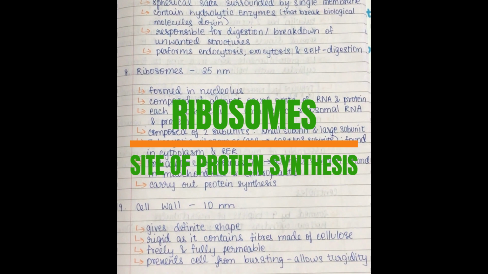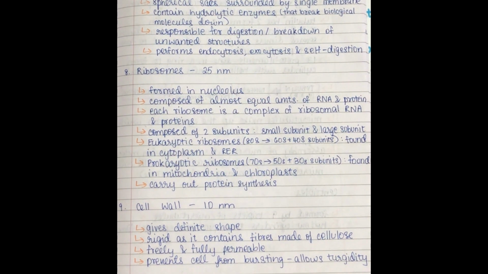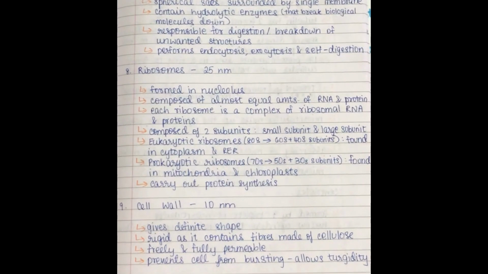Ribosomes are formed in the nucleolus, and they are composed of almost equal amounts of RNA and protein. Ribosomes are found freely in the cytoplasm of all cells or as a part of the RER in eukaryotic cells. Now, ribosomes are composed of two subunits, a small subunit and a large subunit.